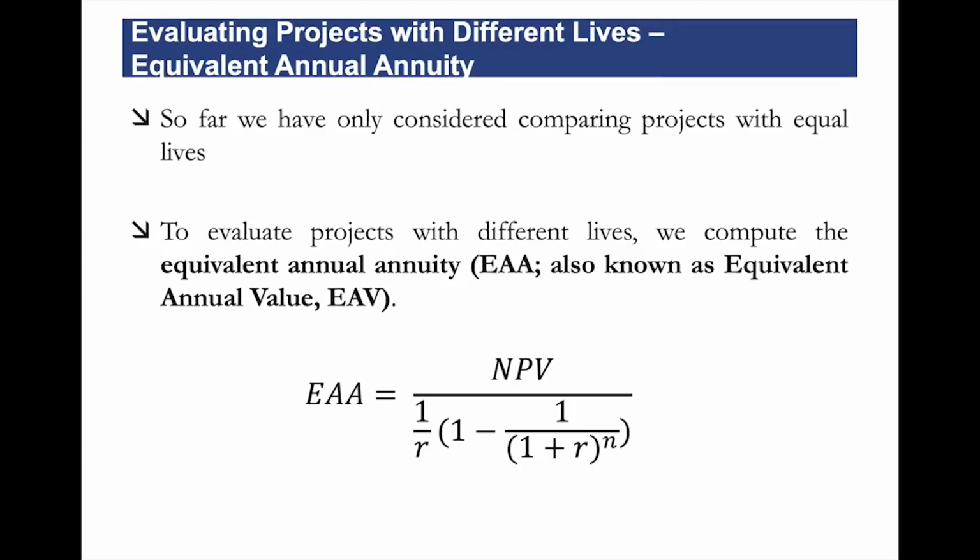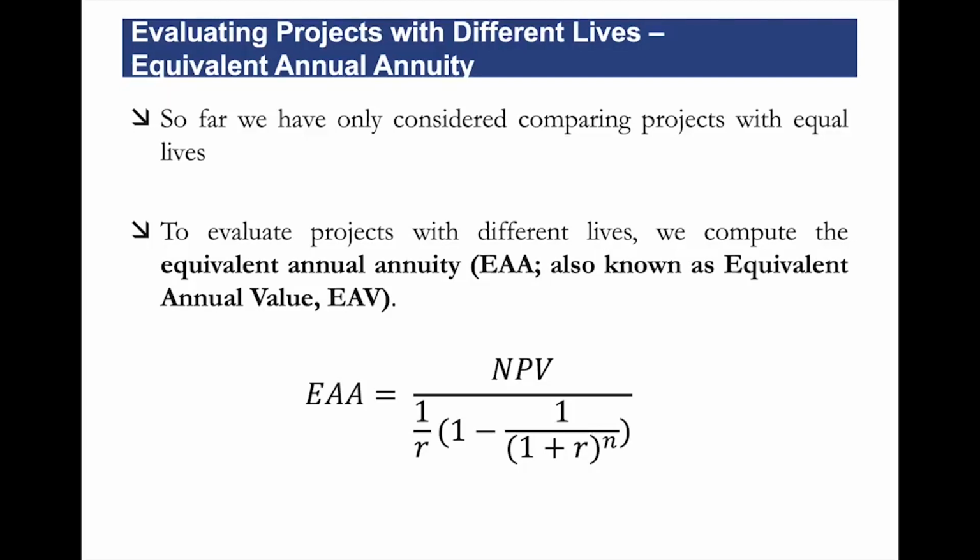So to evaluate projects with different lives, we compute the equivalent annual annuity. And if you take one look at that formula, it might look a bit scary, but it also is familiar. This formula is just the annuity formula. And the EAA here is the cash flows in the annuity formula. So this formula here is just being rearranged to get it in terms of the cash flows, and we call those cash flows the equivalent annual annuity.